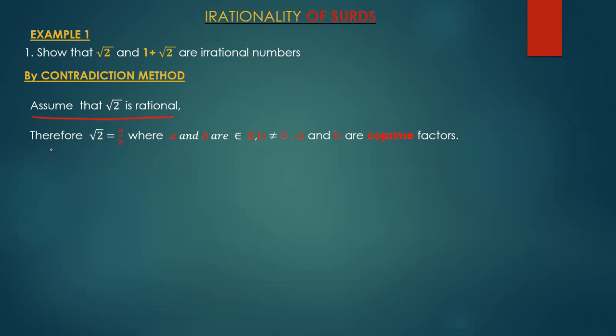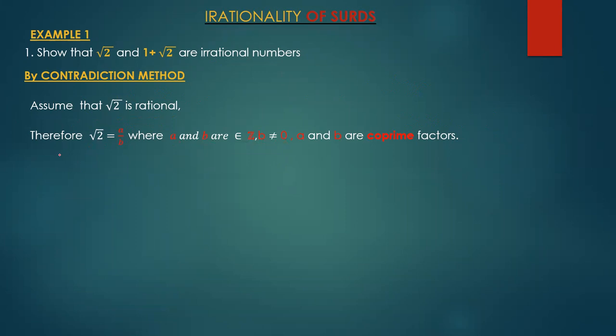And then the second part is you define what a rational number is. If the root of 2 is a rational number, it should be able to be expressed in the form a over b, where a and b are members of the integers, and b is not equal to 0. Then a and b are co-prime factors. So I've explained what co-prime factor means.